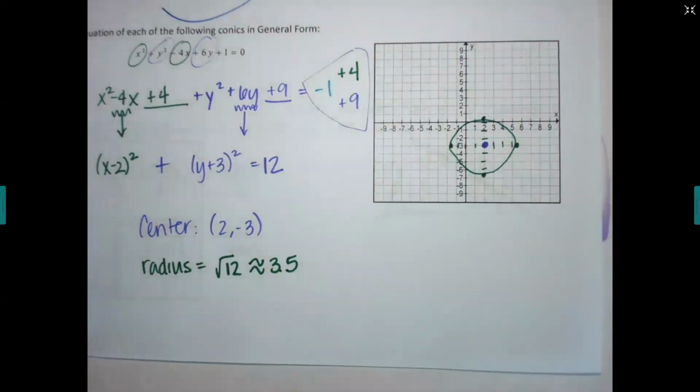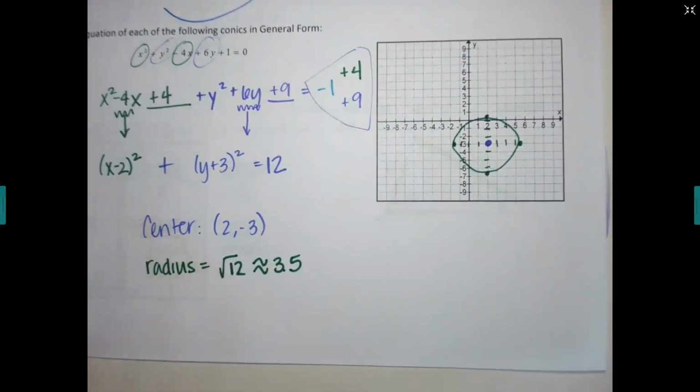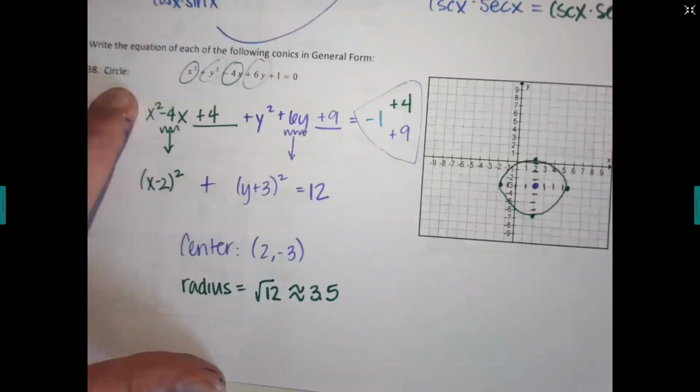Just like that. But on your exam, I'll make sure that this is a nice, easy whole number that you can square root easily when you're finding your radius. All right, so we did a circle. Go ahead and turn to the next page and let's go on to an ellipse.